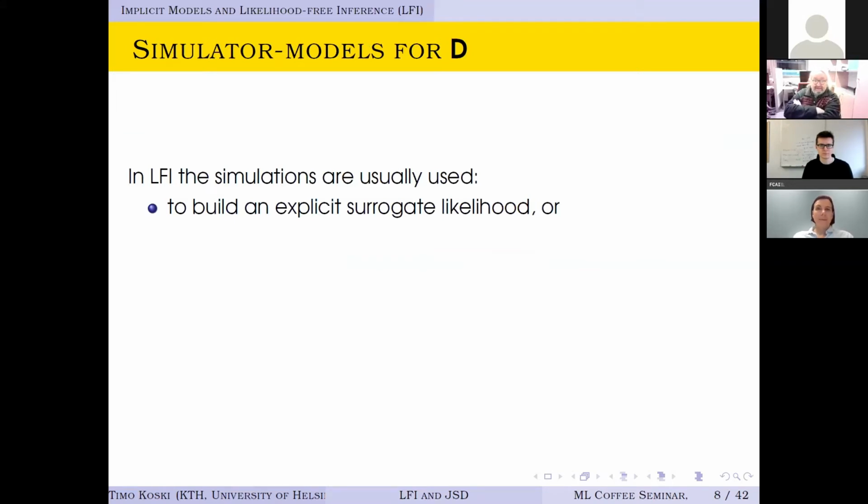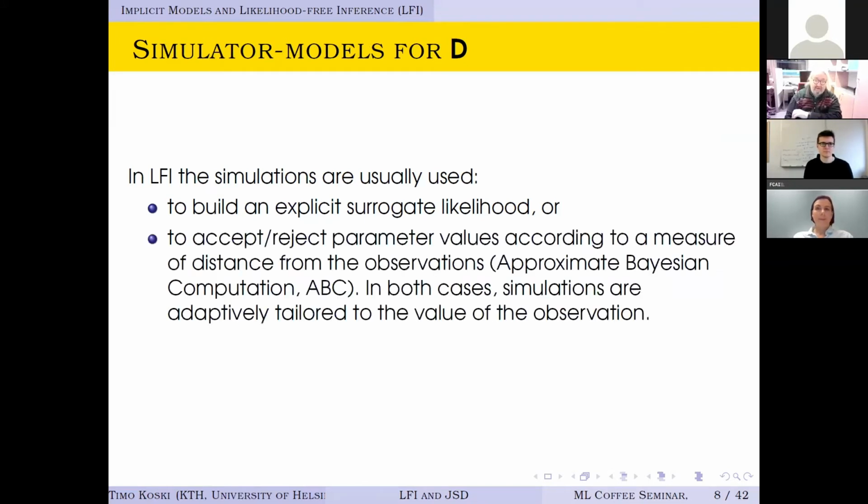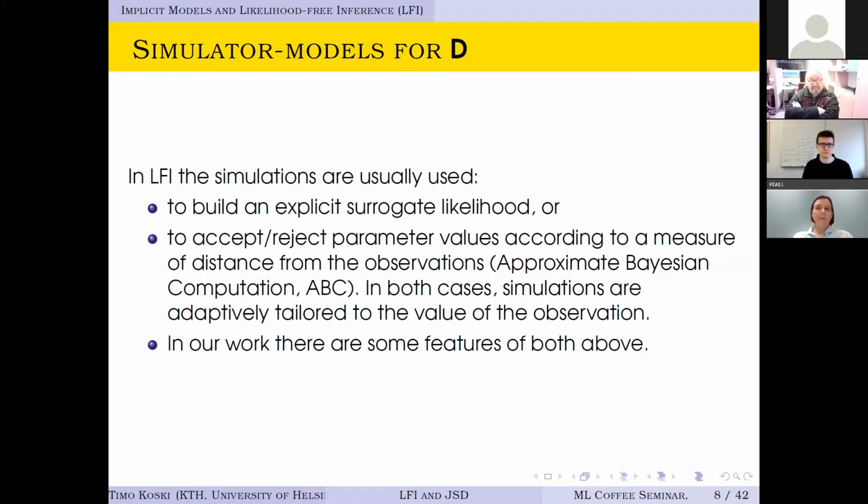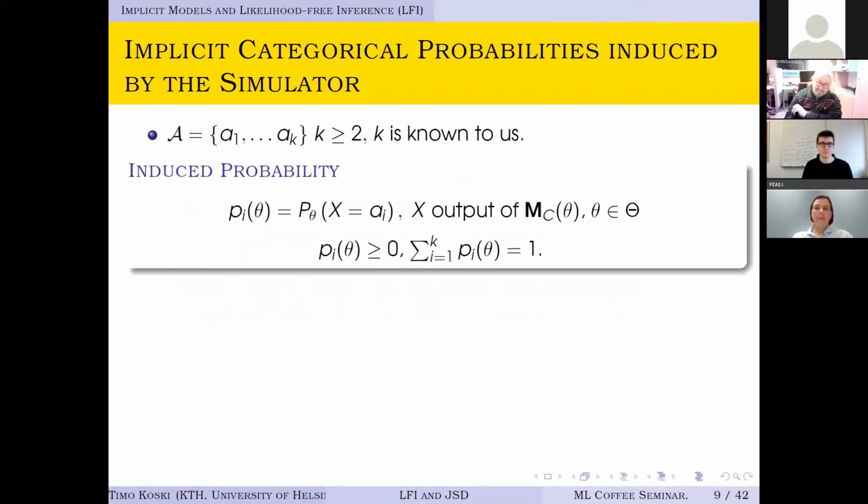Usually this LFI has two ways of doing this. They try to find an explicit surrogate likelihood, or they use this ABC. They simulate, and then there's some sort of acceptance or rejection of parameter values. Now, this work is somehow taking features of both of the above. It's neither of them in a clear-cut way.